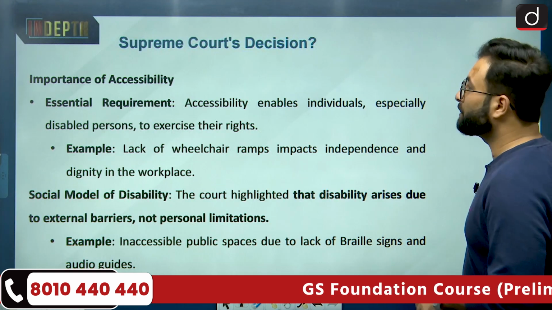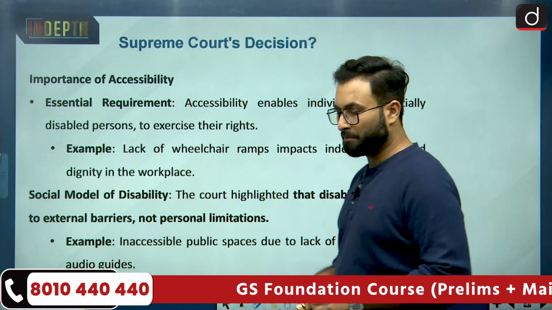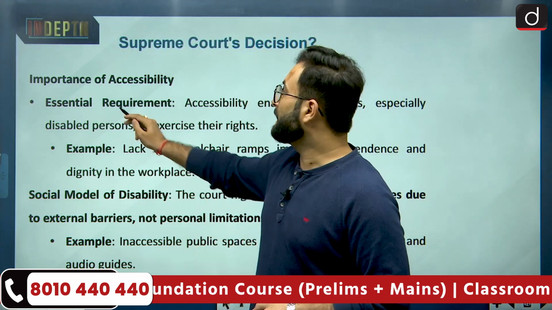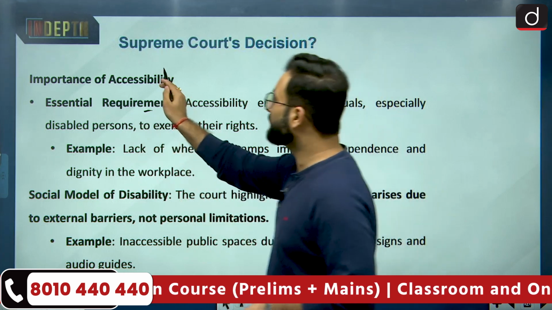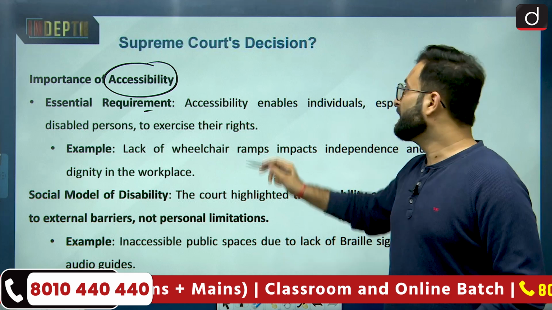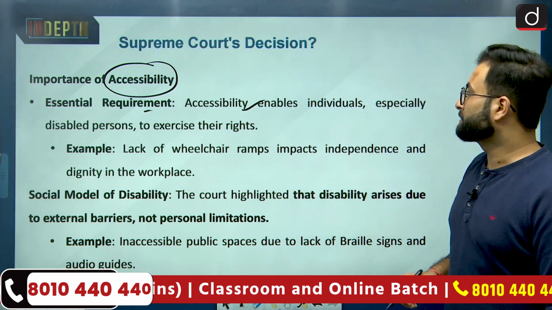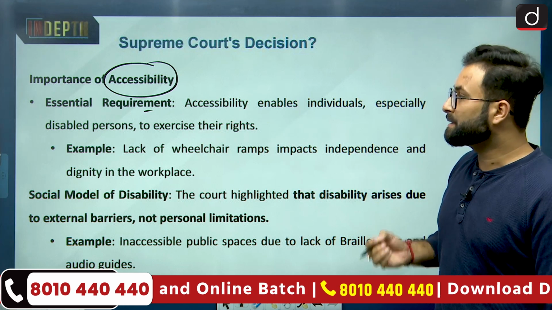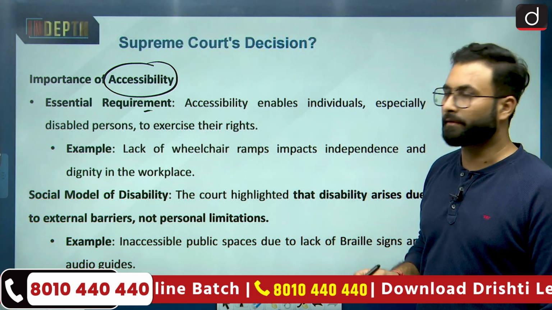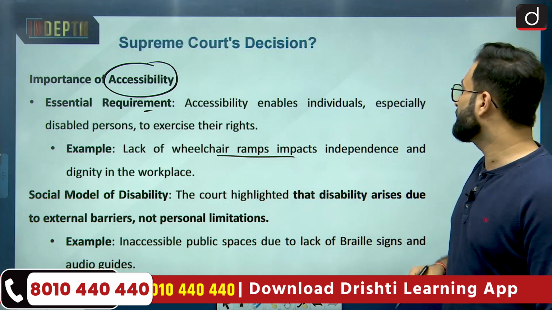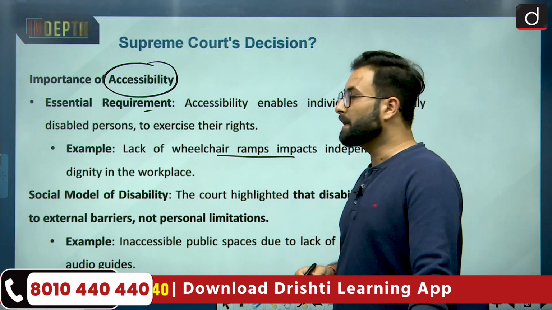Other than that, the court has also understood the significance of accessibility here. When we talk about accessibility, this is an essential requirement, a basic thing which a person should have. Accessibility enables individuals, especially disabled persons, to exercise their rights. For example, the lack of wheelchair ramps impacts independence and dignity in the workplace.